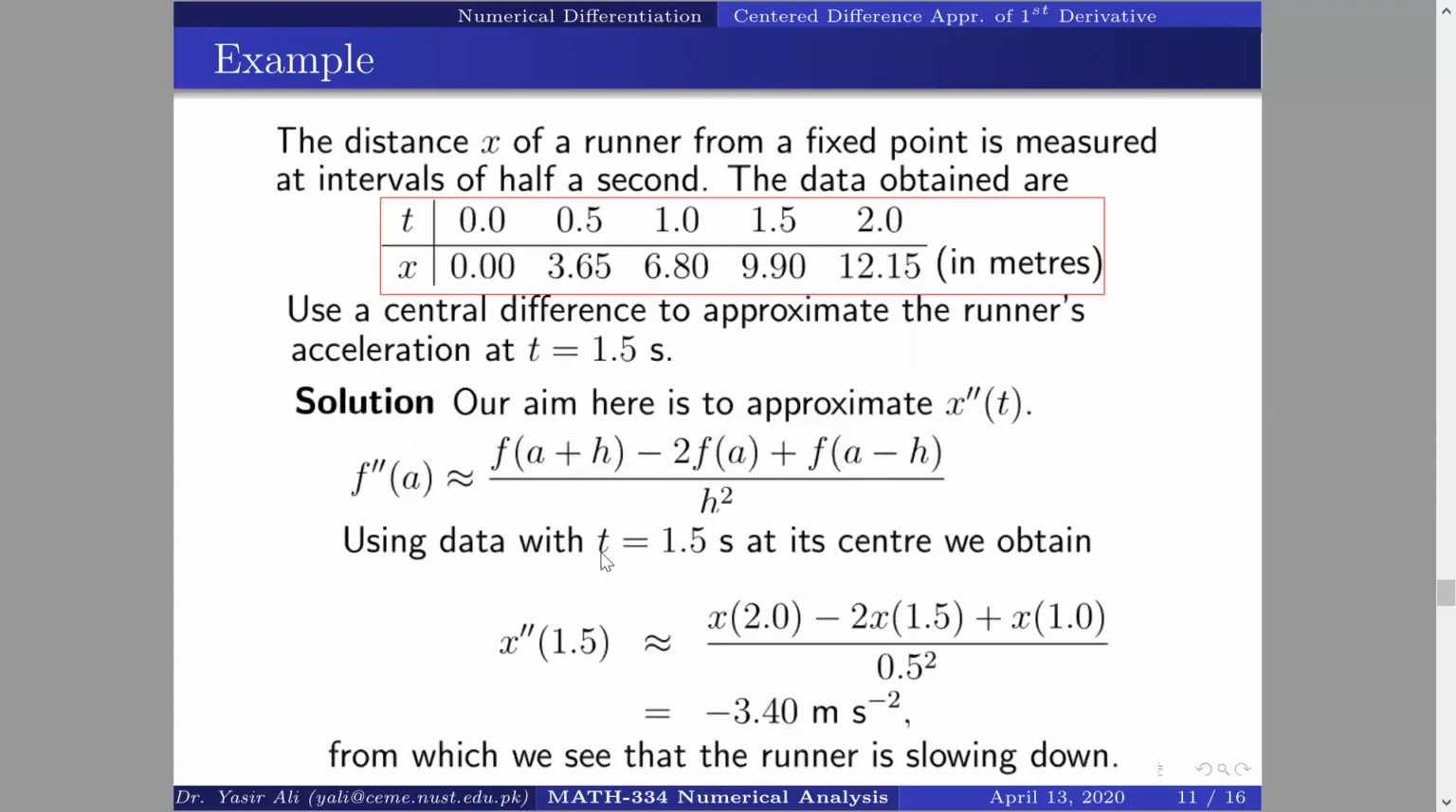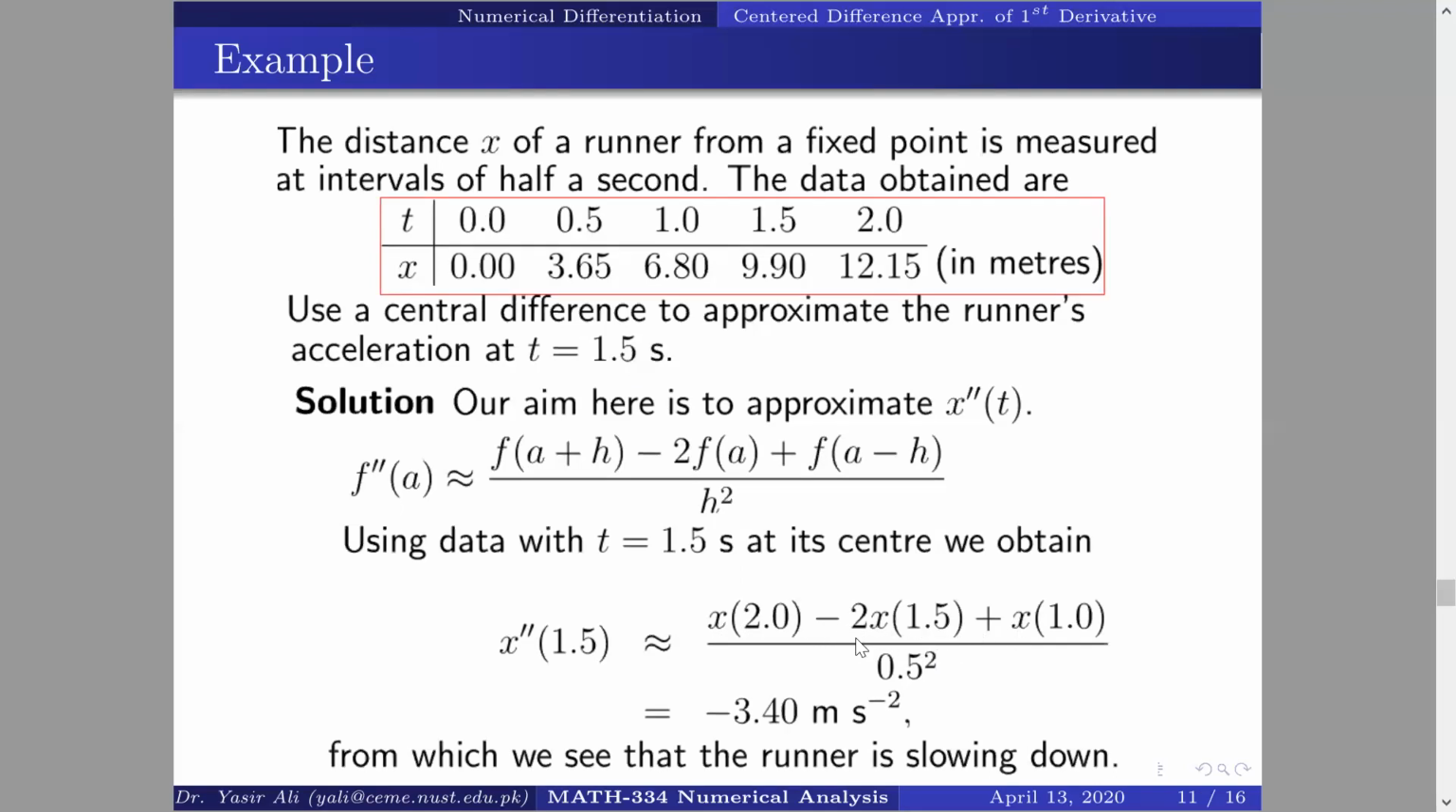So I have t is equal to 1.5. So if I use this here at 1.5, h is, what is the difference between any two consecutive terms? h is 0.5, so h square is 0.5 square, and I will have to write f of a plus h, meaning f of 1.5 plus h, which is 0.5. So f of a plus h is going to be 2. Then f of a, which is 1.5.